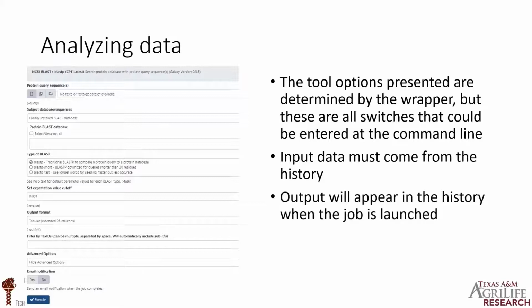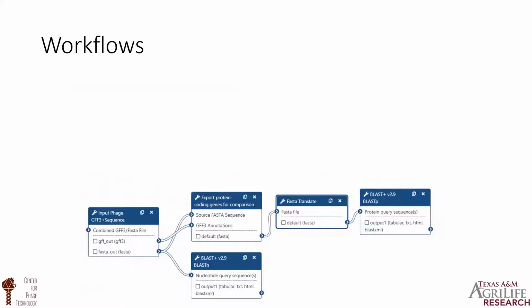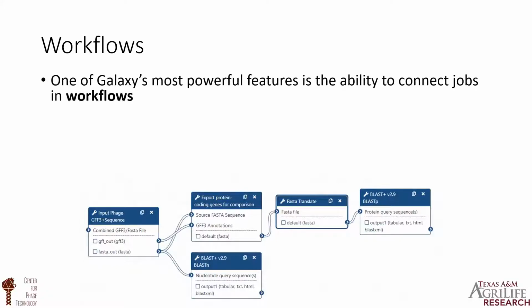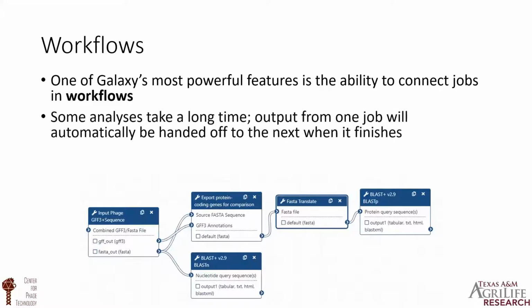The output of this analysis will appear in the history when the job is launched, shifting from gray to yellow to green. Workflows. One of Galaxy's most powerful features is the ability to connect jobs into workflows. Some analyses take a long time. Rather than waiting by the computer for one job to finish to execute the next one, the output from one job will automatically be handed off to the next when it finishes.